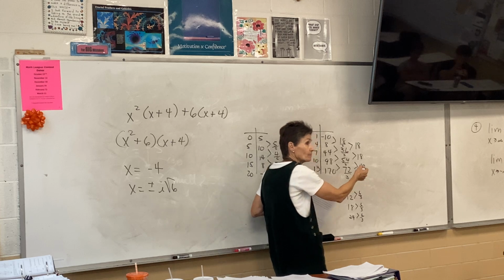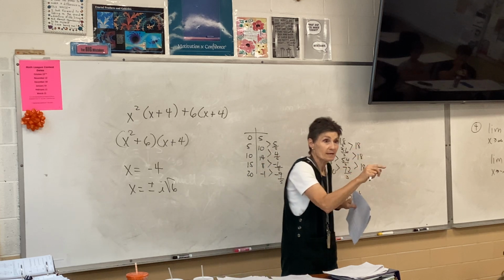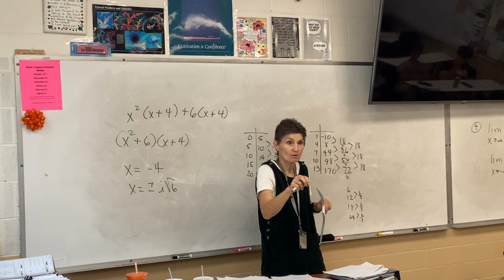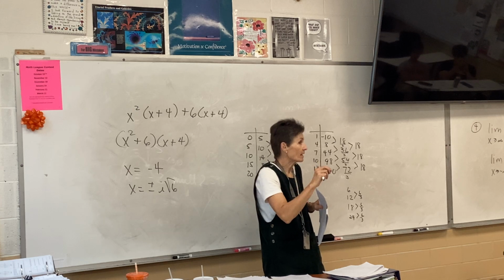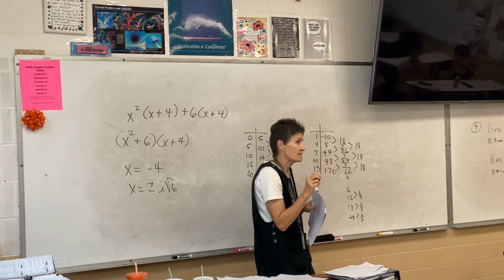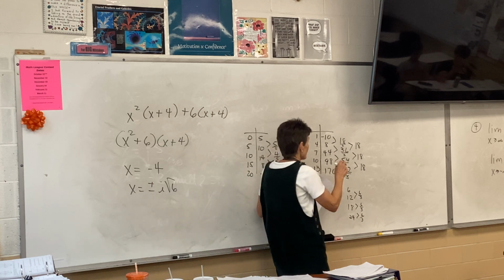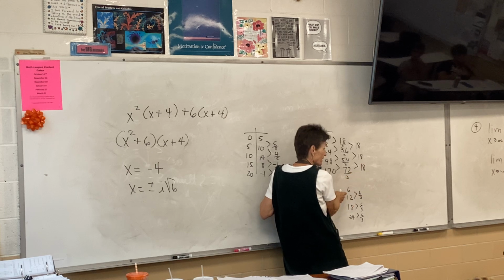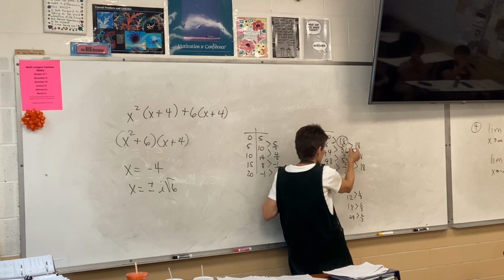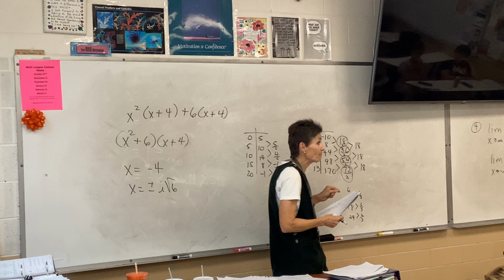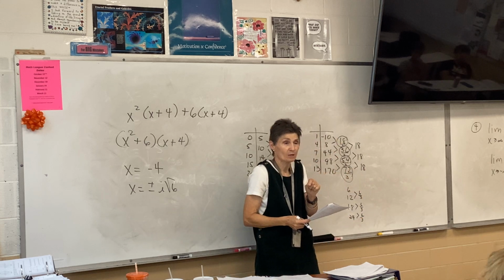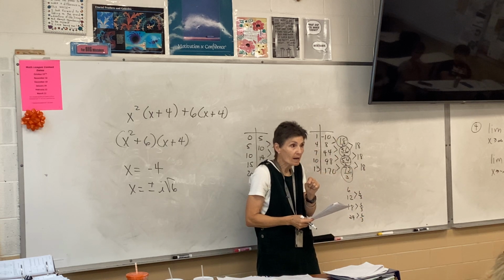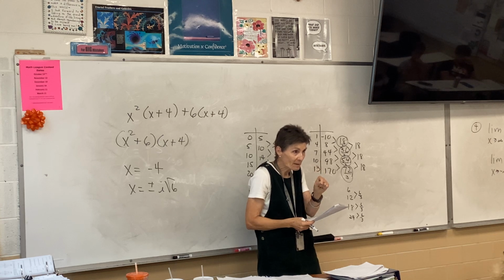18, 18, 18. So I could say it's quadratic because the second differences are the same, but that's not an option. I have to look at the rates of change. So the rate of change goes from 6 to 12 to 18 to 24. 6, 12, 18, 24. What is happening to the rate of change? It is going up by the same amount.